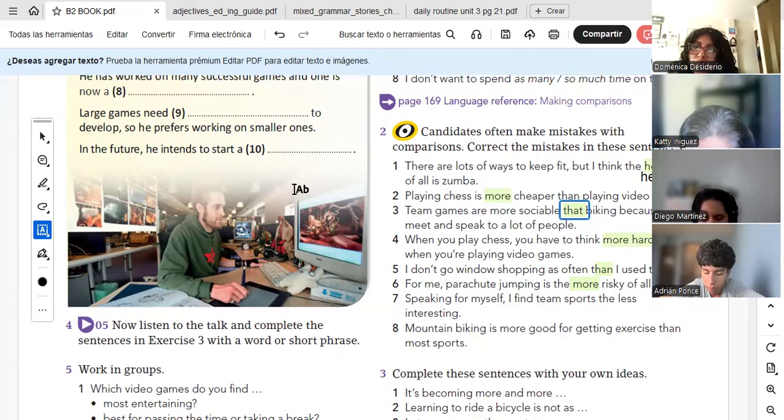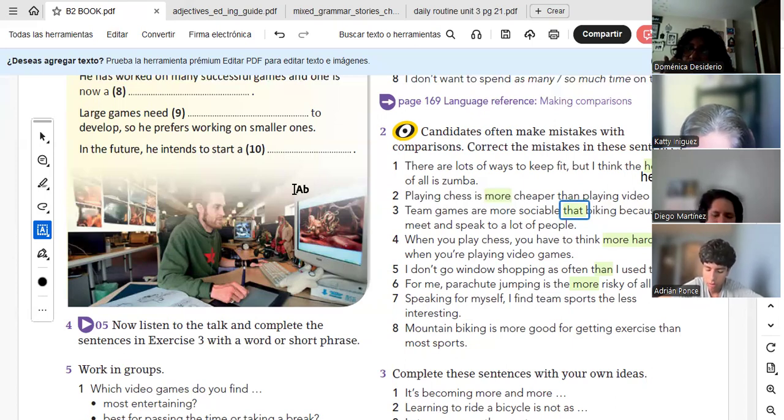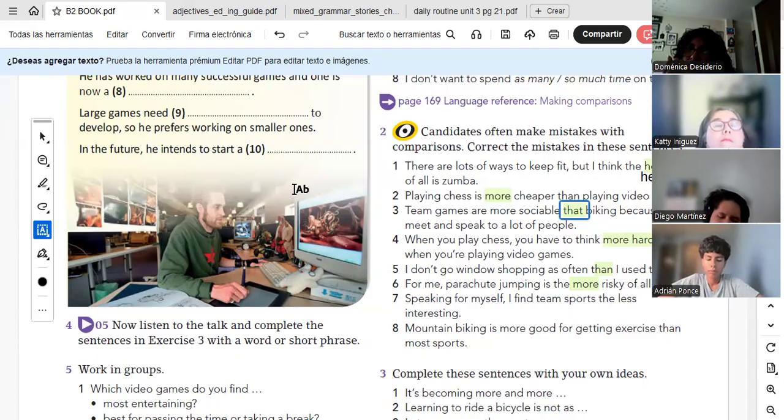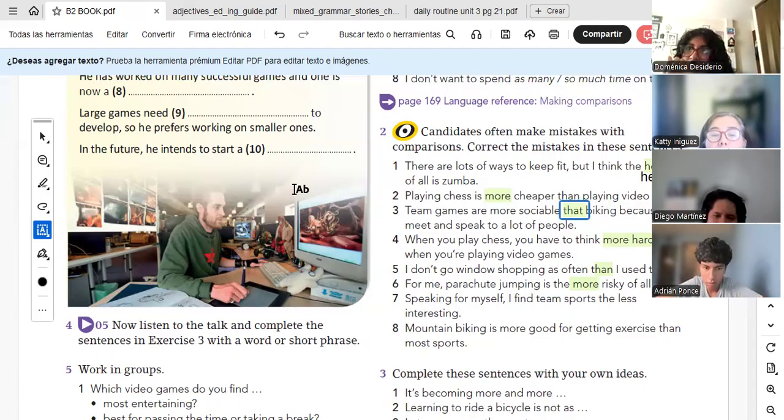Domenica, number 7. Speaking for myself, I find team sports the less interesting than the last. Speaking for myself, I find team sport the less interesting. Interesting than. I know, teacher.